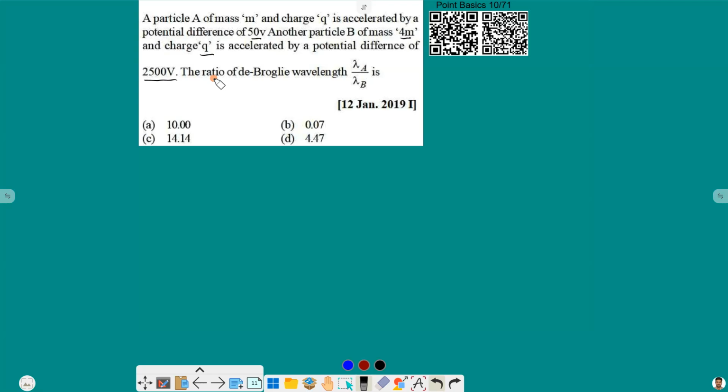So we know that work done W is basically q times the potential applied, and this work done is equal to the energy acquired by the particle. We also know that for the de Broglie wavelength, lambda is equal to h by p. Momentum can be written in terms of energy: it is under root of 2mE, and this energy can be substituted by qV from this relation. So it becomes h by under root of 2mqV. Now here h is a universal constant, 2 is a universal constant.